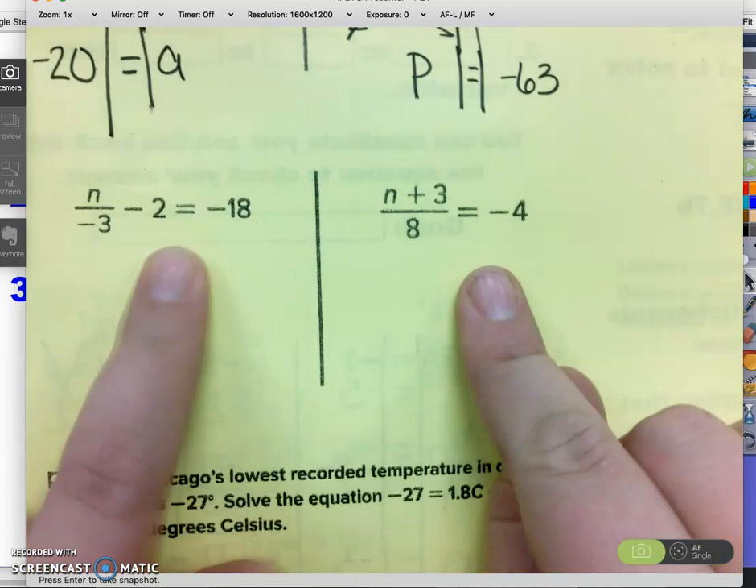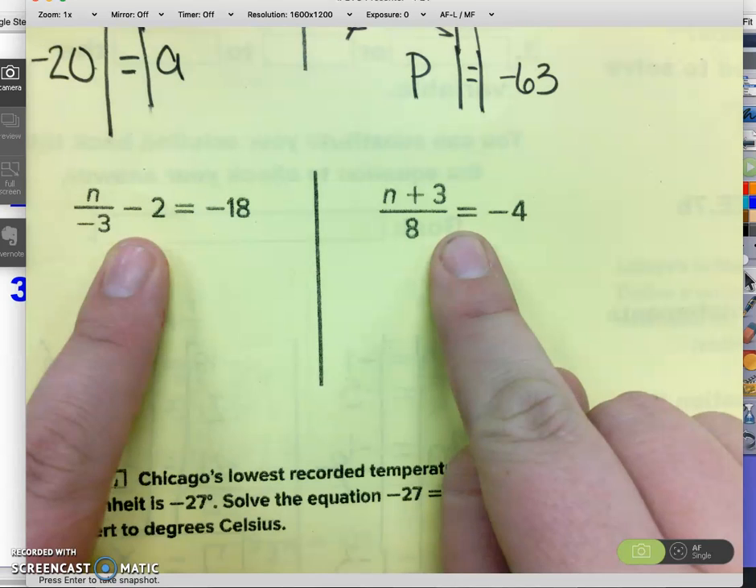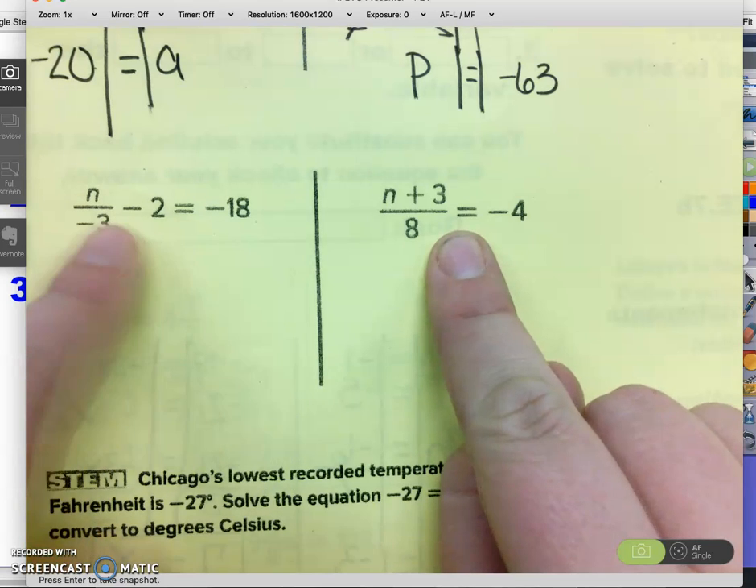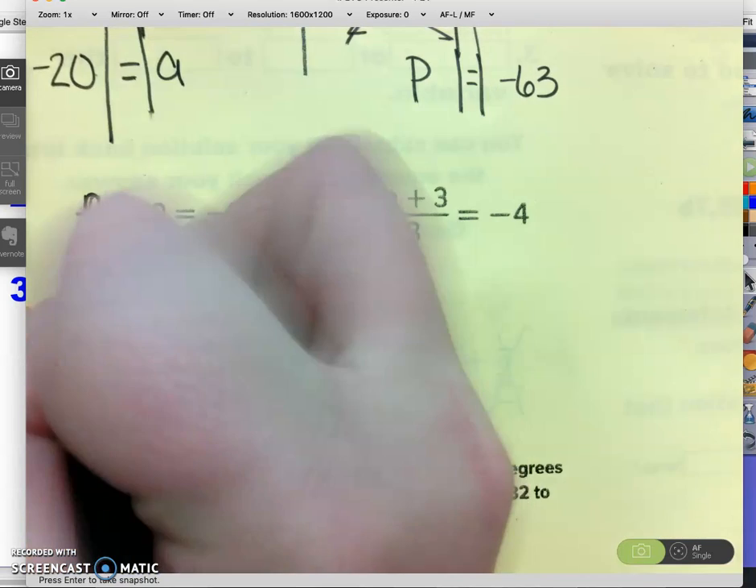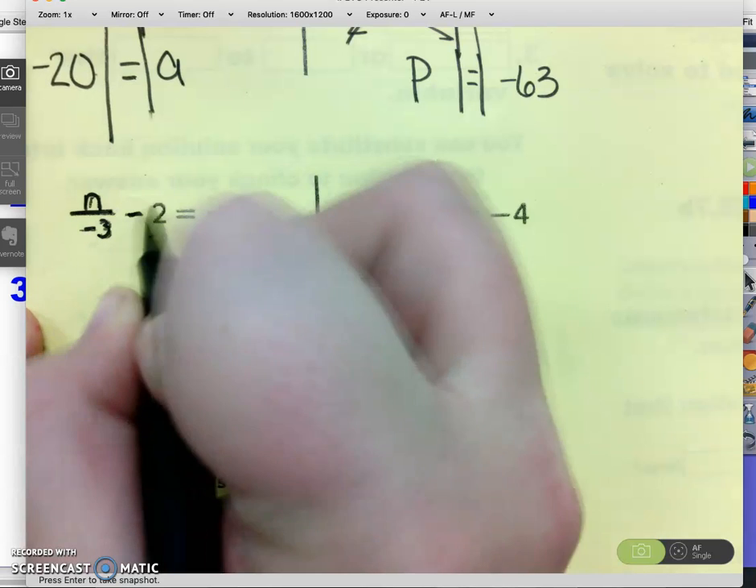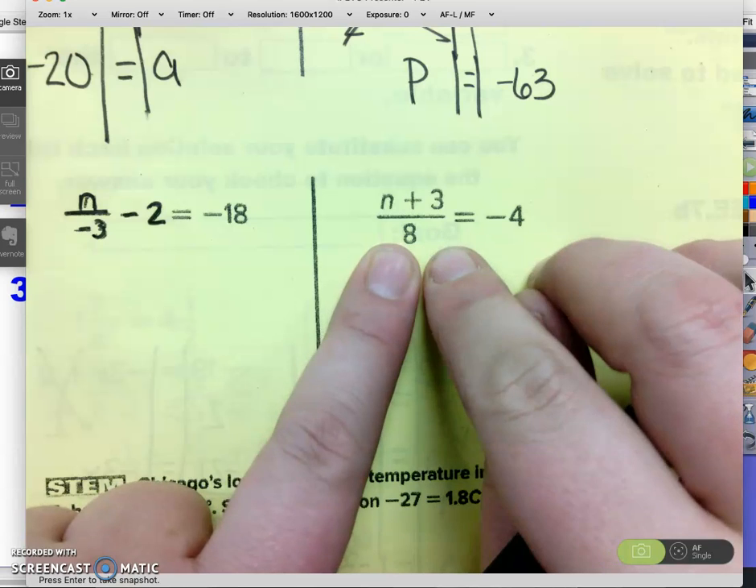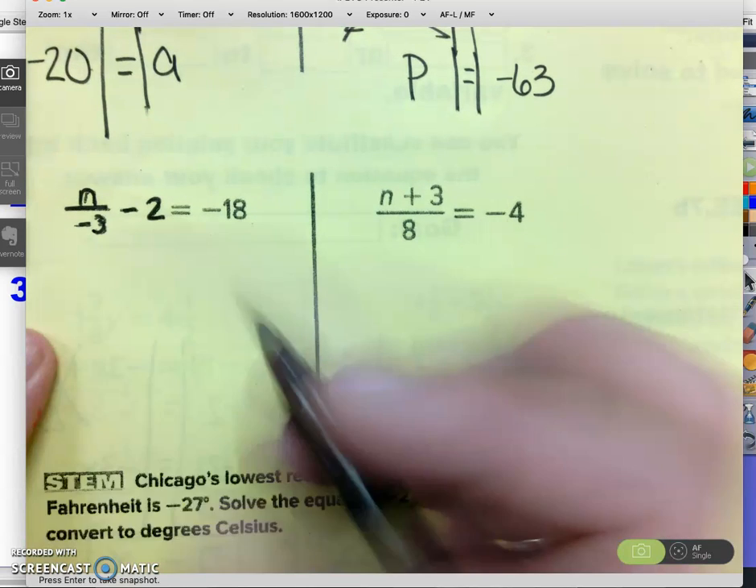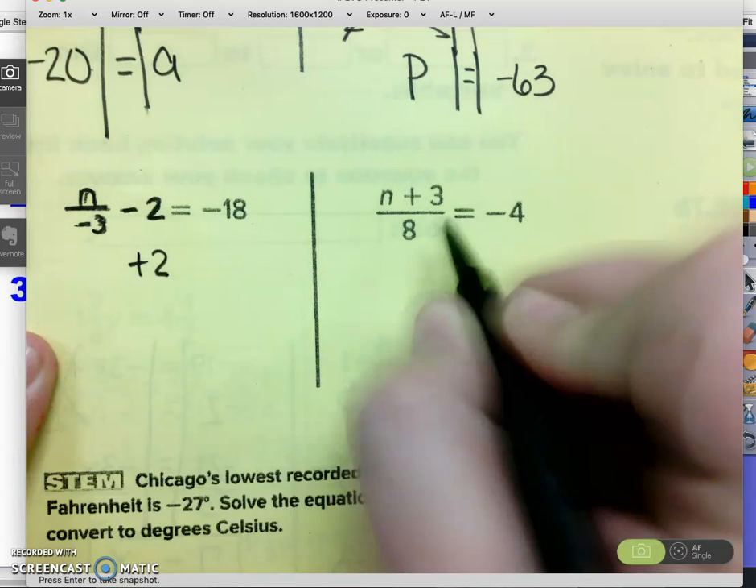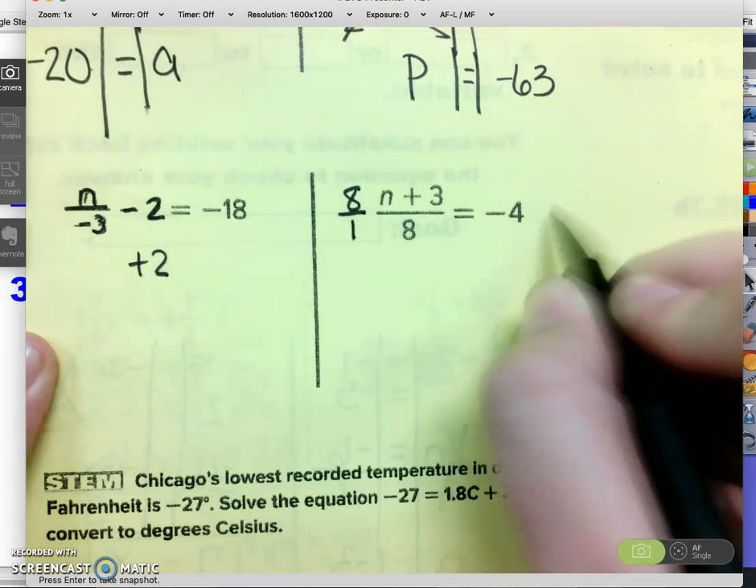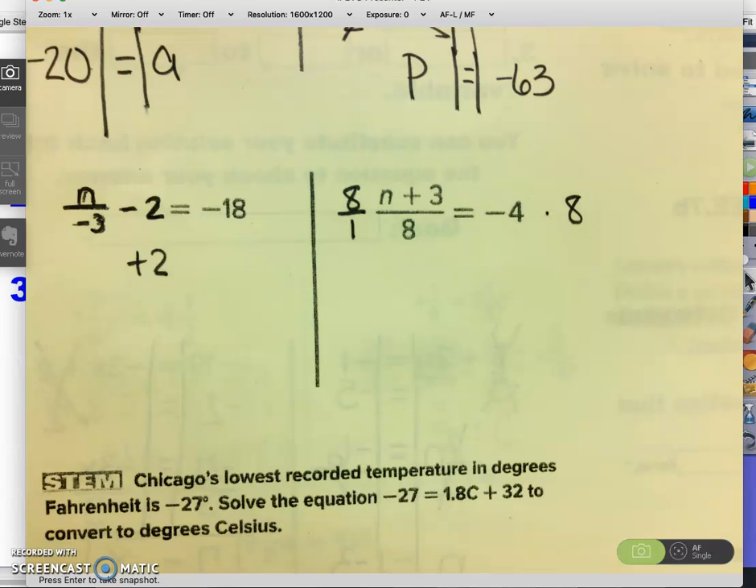Real quick, before you go, see the difference between the two here. This is n divided by -3 minus 2, and this one is n plus 3, all divided by 8. On this one, we do plus 2 first, and on this one, you multiply by 8 on both sides first. Okay, and then you can solve it like before.